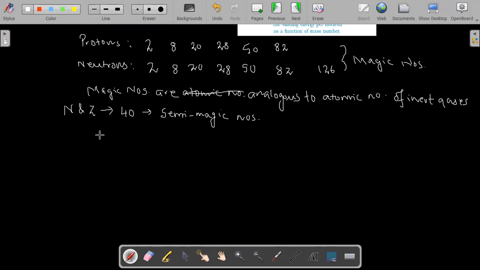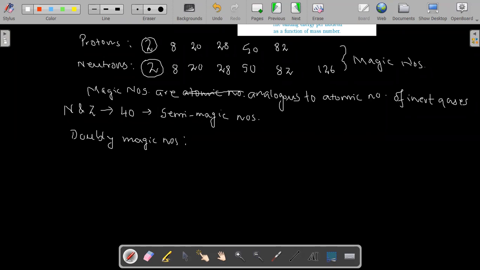There are certain elements where the number of protons as well as the number of neutrons both lie in the magic number category. These are called doubly magic numbers. As I said, there will be certain elements which have both the numbers of protons and neutrons belonging to these values. So they are called doubly magic number. They are going to show you exceptional stability. Here we can write it down as doubly magic numbers.